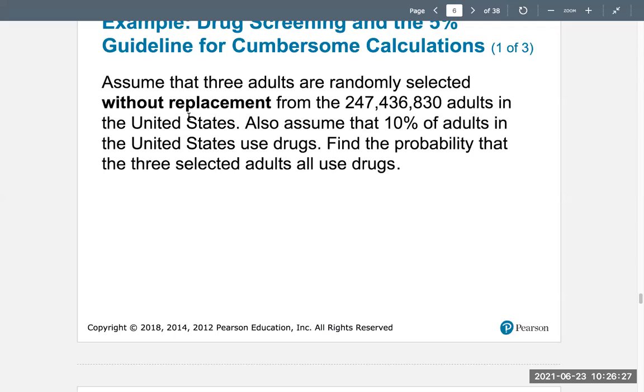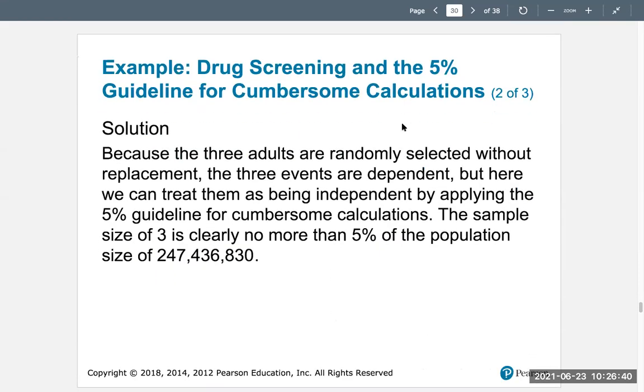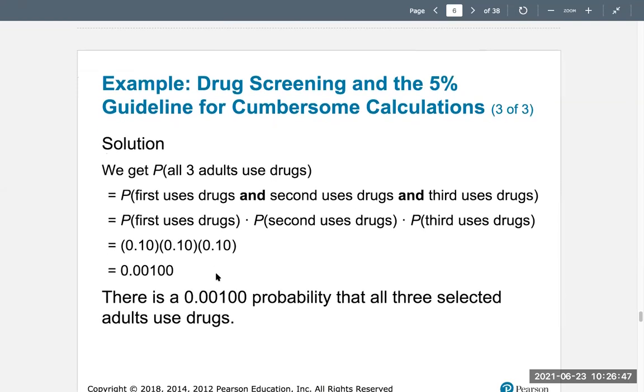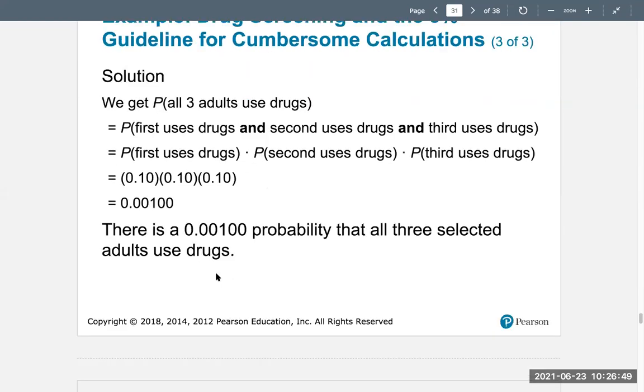Although it's without replacement, since it's a very large population, even if you take 1 out of that large pool, it's not going to really affect this. So 10% times 10% times 10%. So it's 0.1 times 0.1 times 0.1. So 3 using drugs back to back.